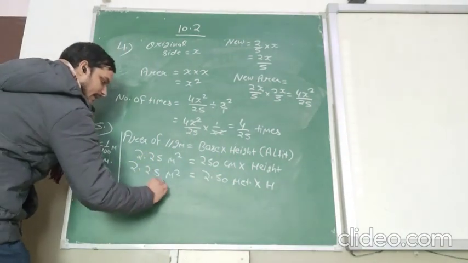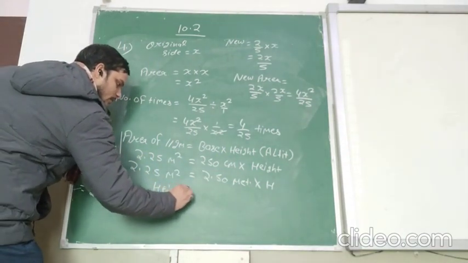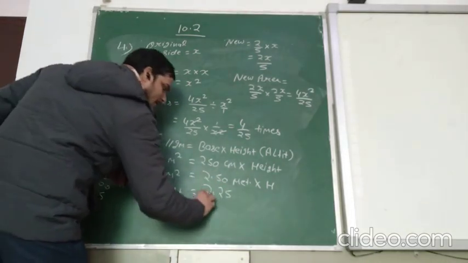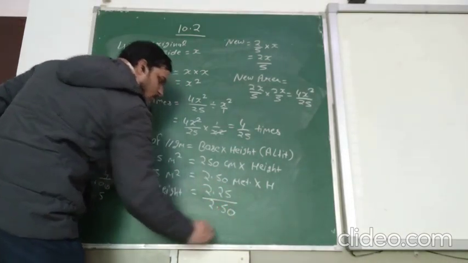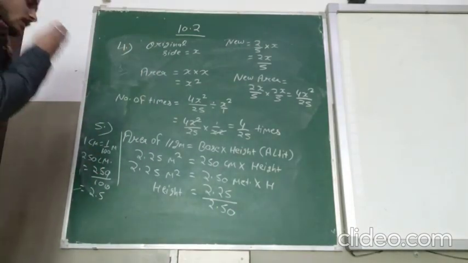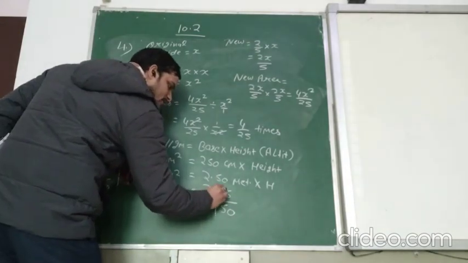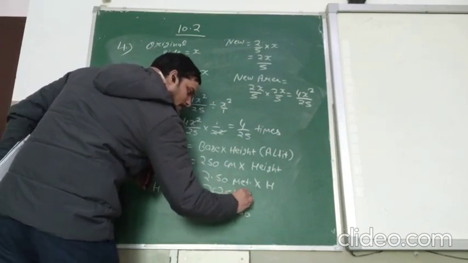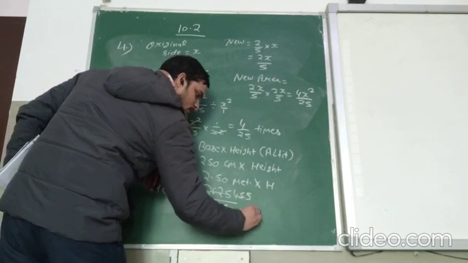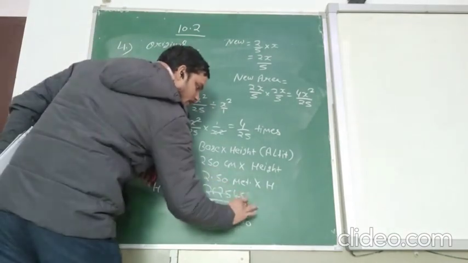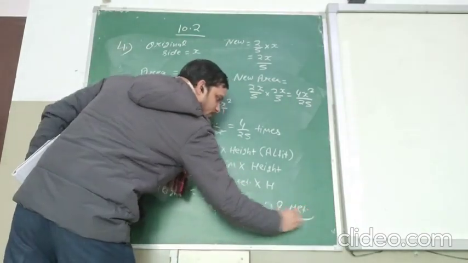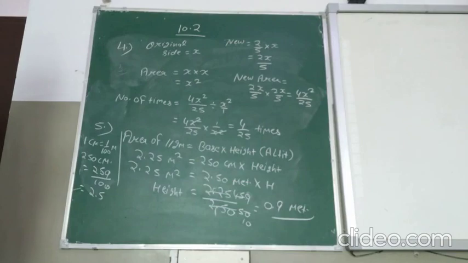Then find out the height, 2.25 divided by 2.50. Then point cut this, cut by 5, cut by 5, 5 9 are. So answer is 0.9 meter. Your height is of the 0.9 meter only.